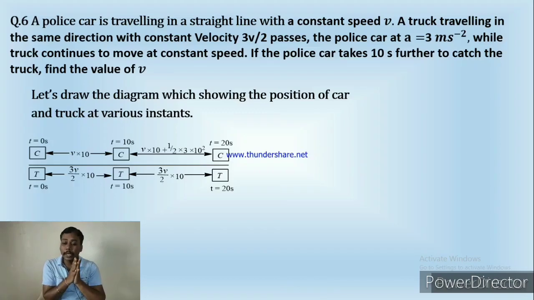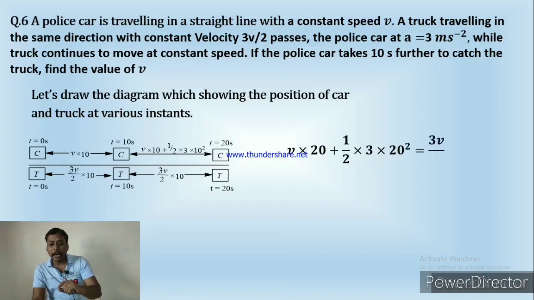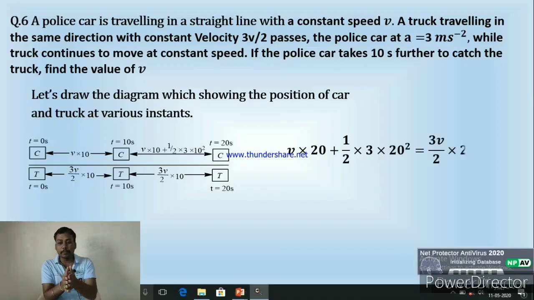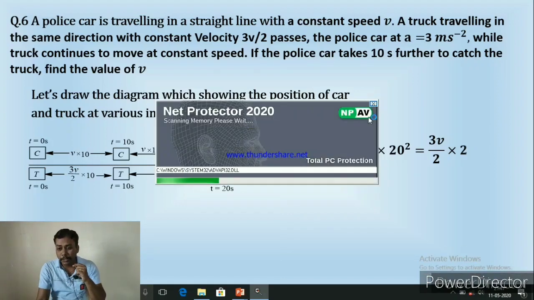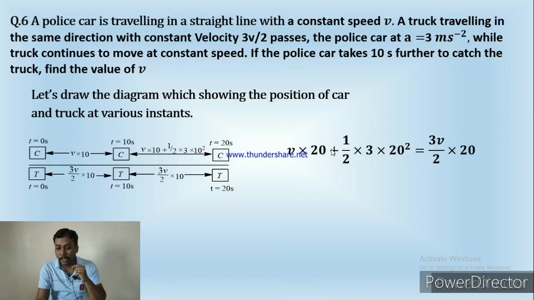S is equal to what? S is equal to ut plus half at square, and the distance traveled by the truck is calculated by the simple formula, that is velocity into time. Let's see here. If the car catches the truck, means both are at the same position, means the distance traveled by the two after 20 seconds is same. So this is the formula for the distance traveled by the car, that is ut plus half at square, where t is 20, and this is the distance traveled by the truck, velocity into time. It is also a distance.